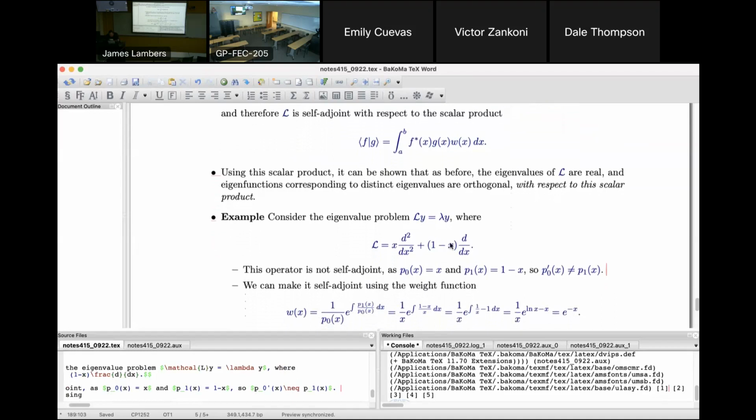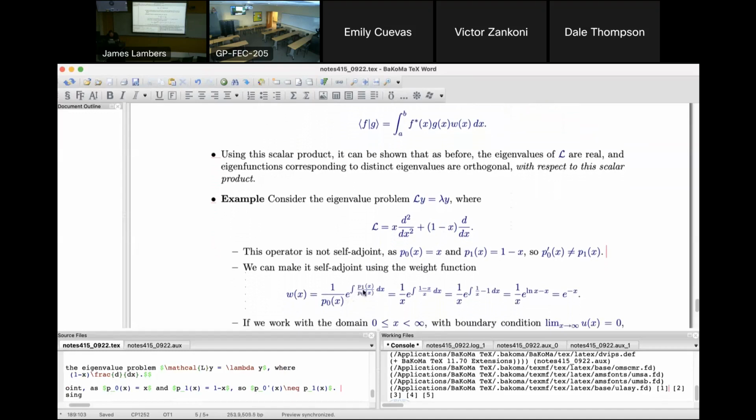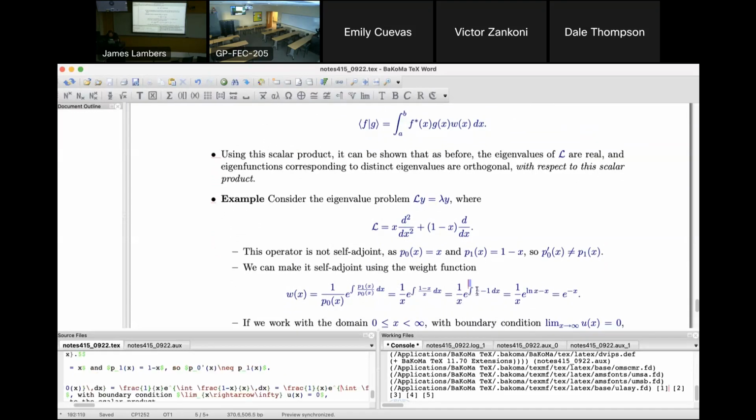So all I'm doing here is I'm using a formula for w of x that was derived earlier. So 1 over p0, and the small font's unfortunate, e to the integral of p1 over p0. So I fill in my p0 is x, p1 is 1 minus x. So now I have e to this integral of 1 over x minus 1 once I simplify it. So I have e to the natural log of x from integrating that, and then I have minus x from integrating this part.